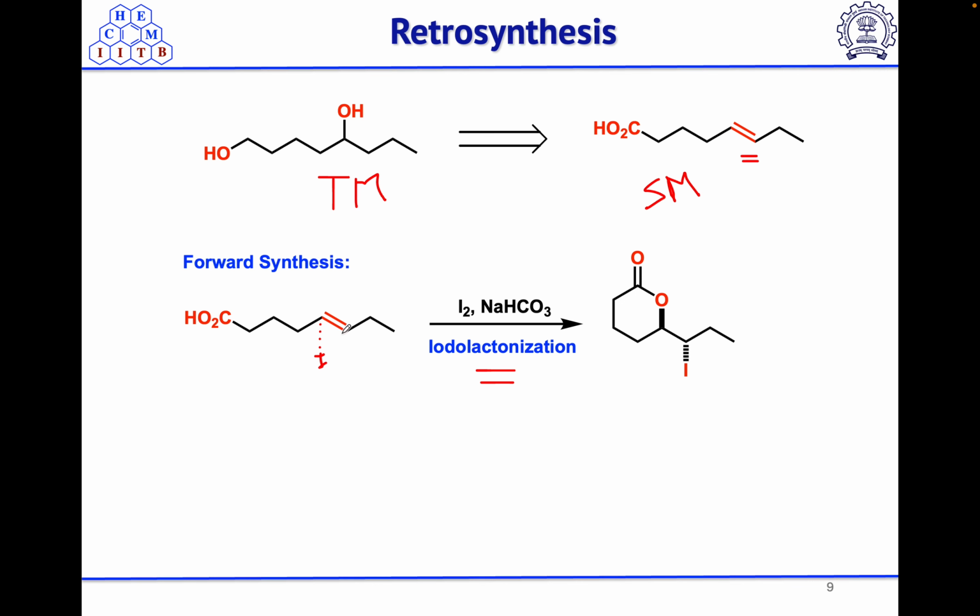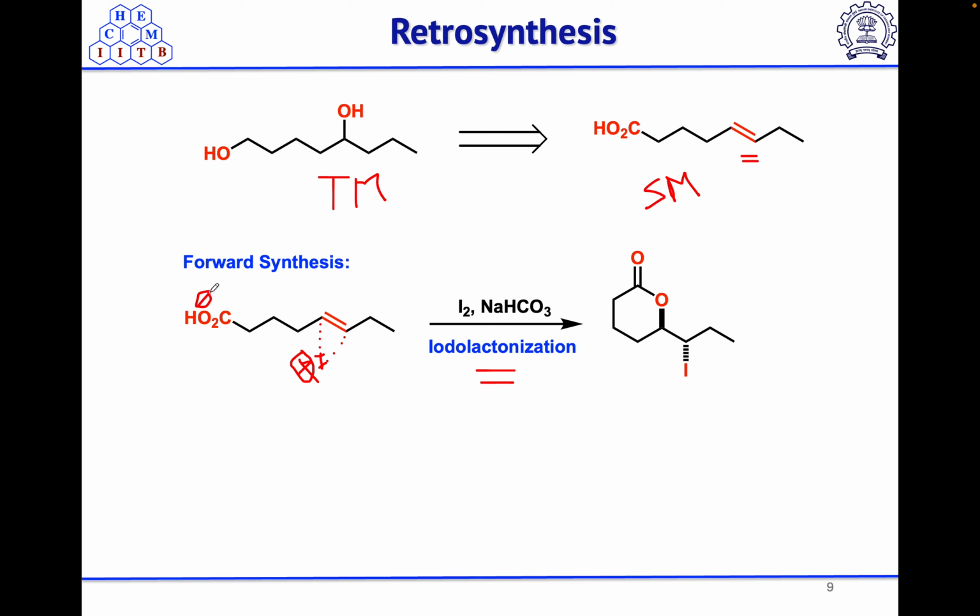So the bridged iodonium ion will form, right? And in sodium bicarbonate condition, this carboxylic acid, okay, so the sodium bicarbonate will abstract the proton of the carboxylic acid, and it will form this carboxylate anion, right?